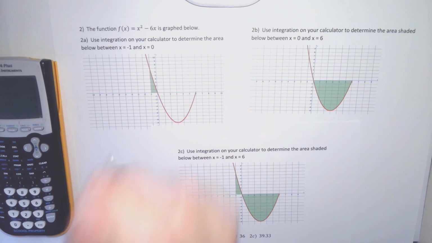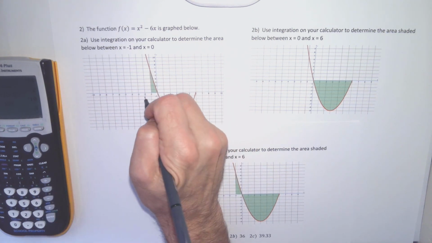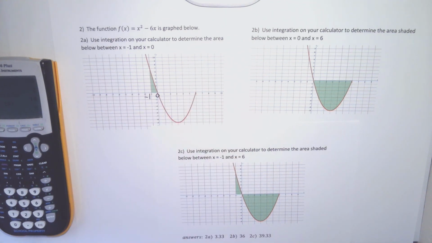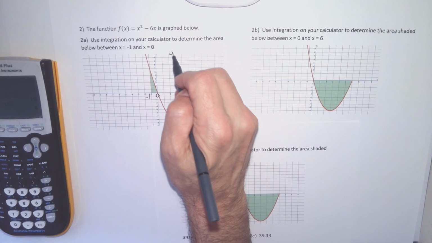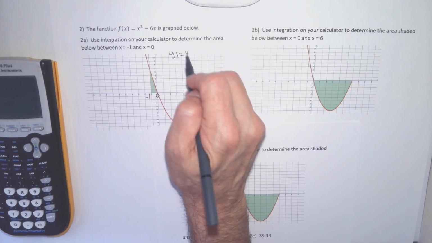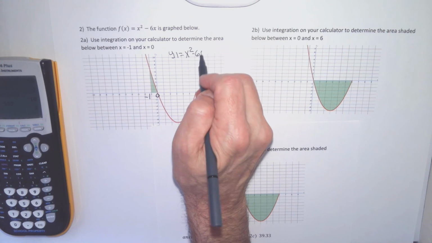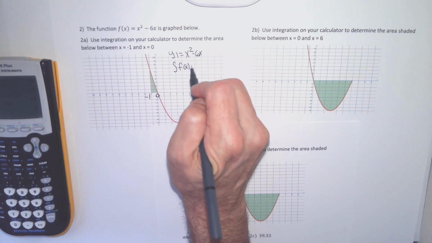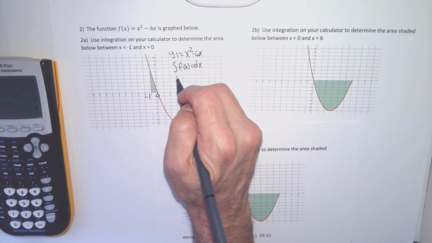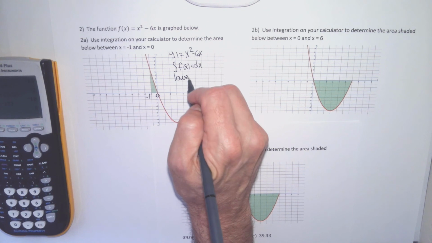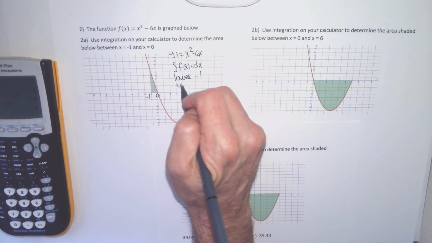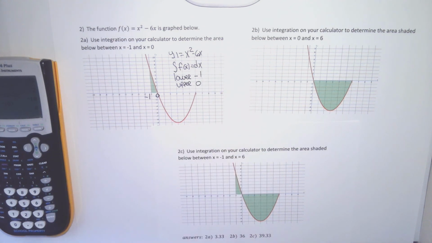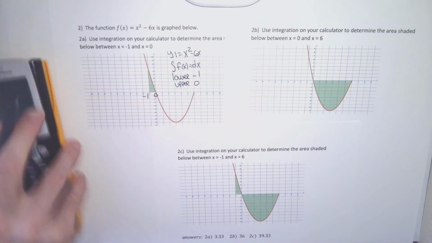So let me look at the first region. The numbers on the x-axis aren't showing up so well. This first region goes from x equal to negative 1 to x equal to 0. So on my calculator, in y1, I'm going to enter the function x squared minus 6x. And for this one, I'm going to do that option 7, the integral of f of x dx, and I'm going to do lower limit of minus 1, upper limit of 0, and I'm going to round to 2 decimals, and I think I'm going to get 3.33 because I have it written off screen.